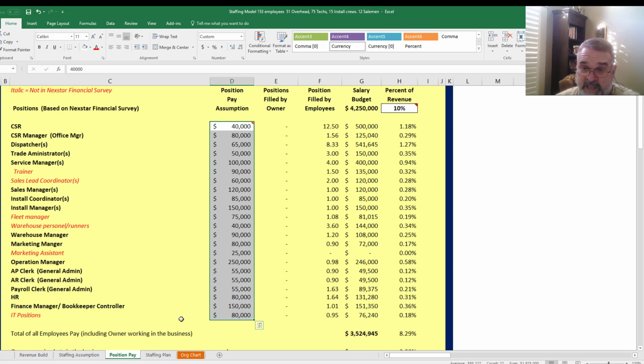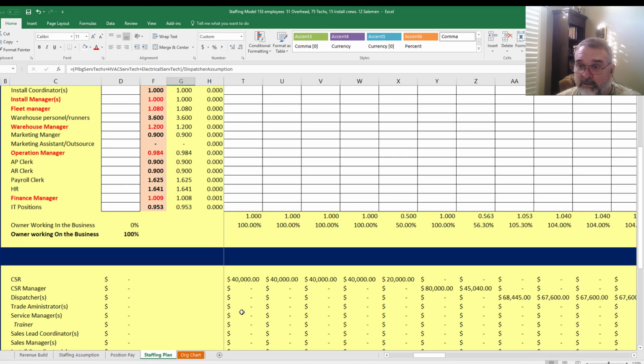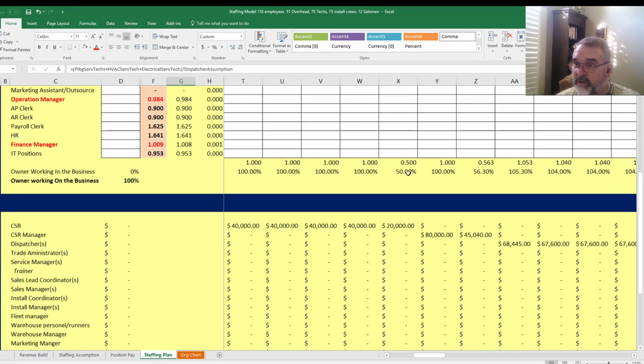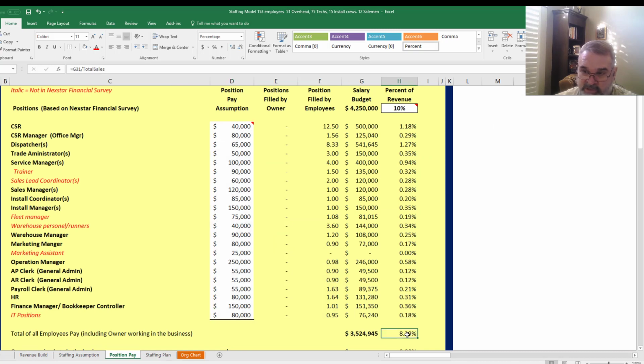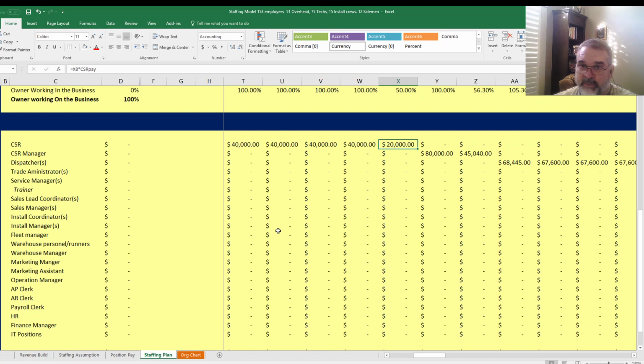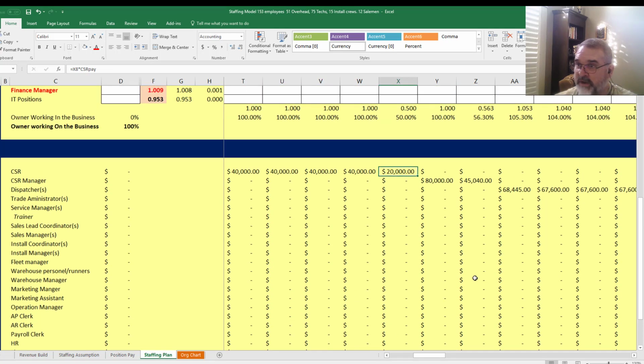When they're wearing a portion of this hat, you come over here to the staffing model. Let's say that this person here is wearing 50%. Well, I'm only paying 50%, because I only need 50% of a person over here. So I need to understand that if I'm paying $40,000 for that position, I'm overpaying. But if I'm paying the right amount, I'm going to be at this 8.29%. So it scales, it basically pays everybody based off of the percentage of hat they're wearing.